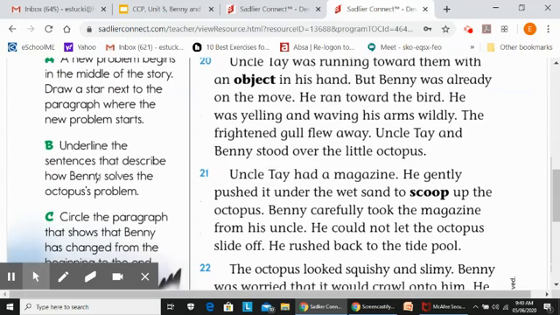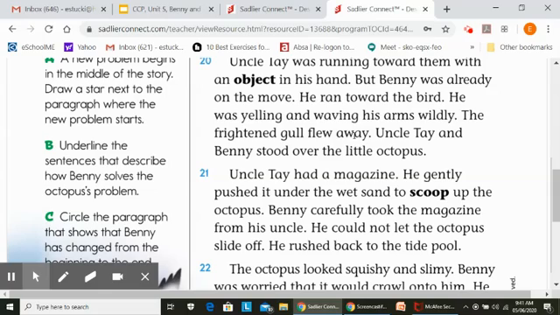Right. Underline the sentence that describes how Benny solves the octopus's problem. Okay, we see when he realizes the octopus is in trouble, he has to do something. Now, he could either run to the octopus, which is a little squishy, or he can chase away the bird. He ran towards the bird. He was yelling and waving his arms, making a noise, and we know birds are scared off by that. The frightened gull, the scared gull, flew away.